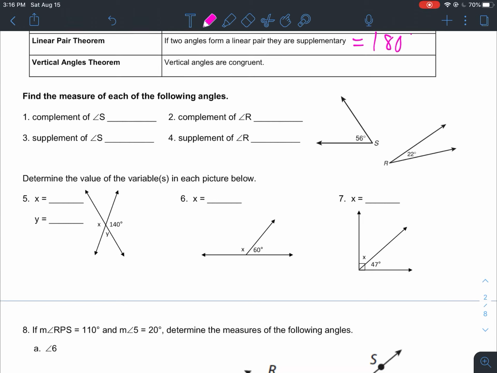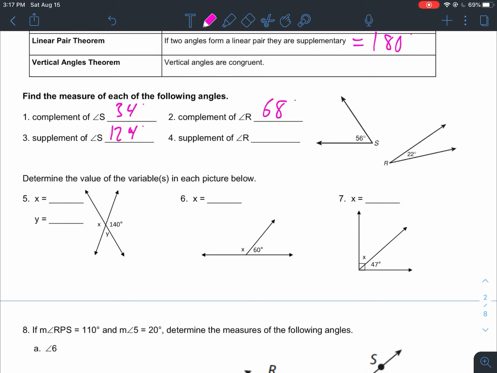All right, let's jump into some problems here. Number one says find the complement of angle S. Complement means add up to 90, so 90 minus 56, 34. Number two says find the complement of R. R is 22, so 90 minus 22, 68. Number three says find the supplement of S. So supplement means 180. 180 minus 56 is 124.